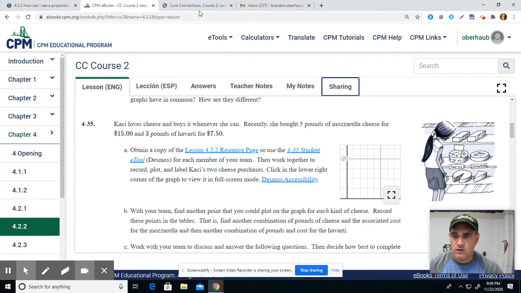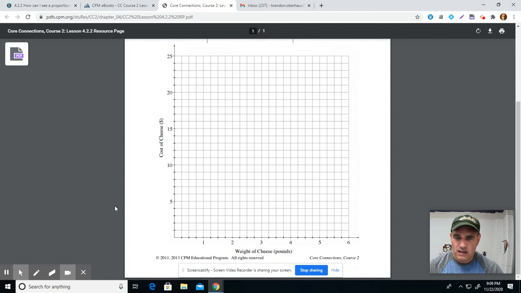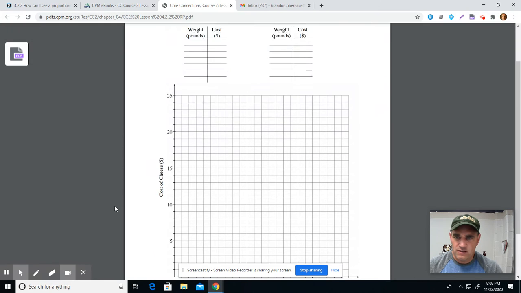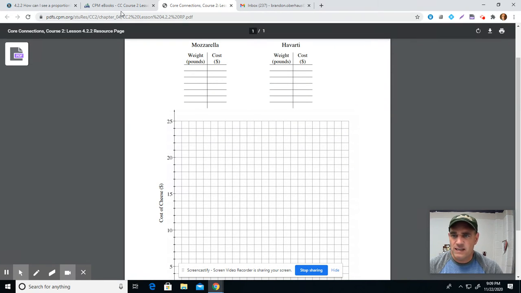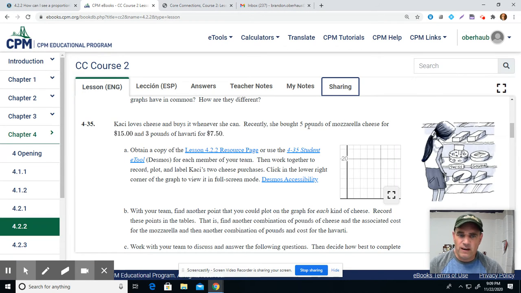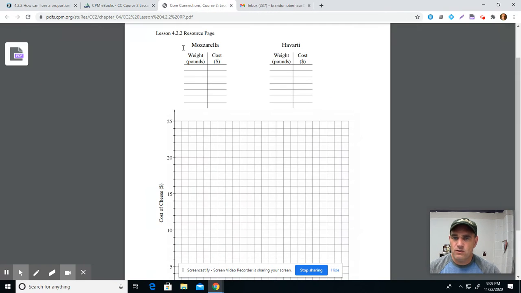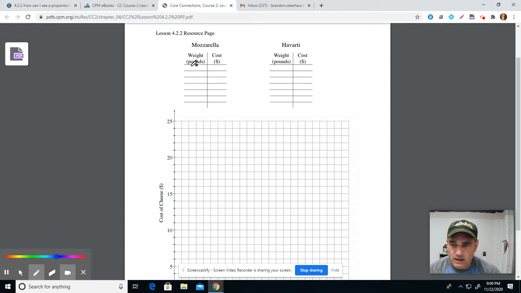All right, so here's what we are going to do. So here is the sheet that you need. And let's see, we need to fill in some stuff on this table. So, back to our question. We know that 5 pounds of cheese costs $15. So for mozzarella, I'm going to write that in there. Sorry, this might not be very neat using this tool online, but I'm going to do the best I can.